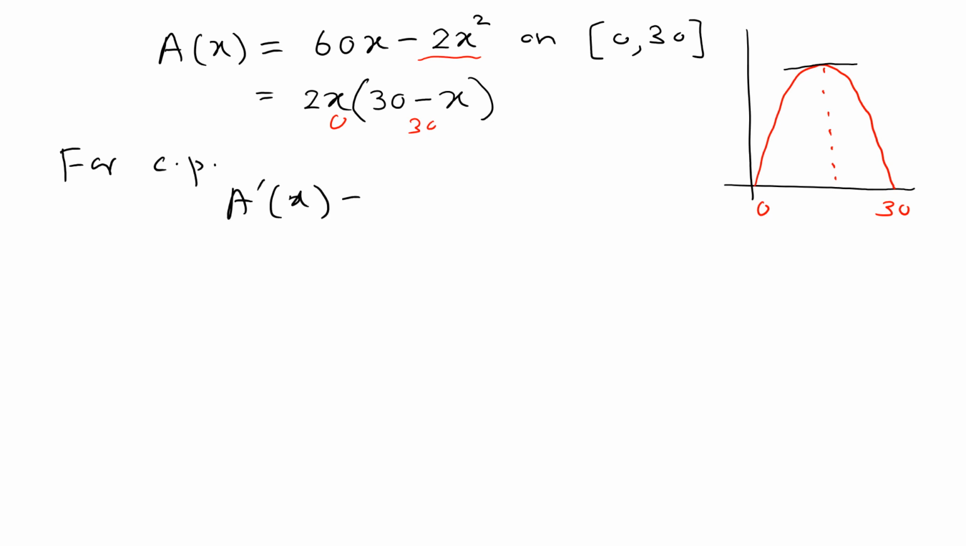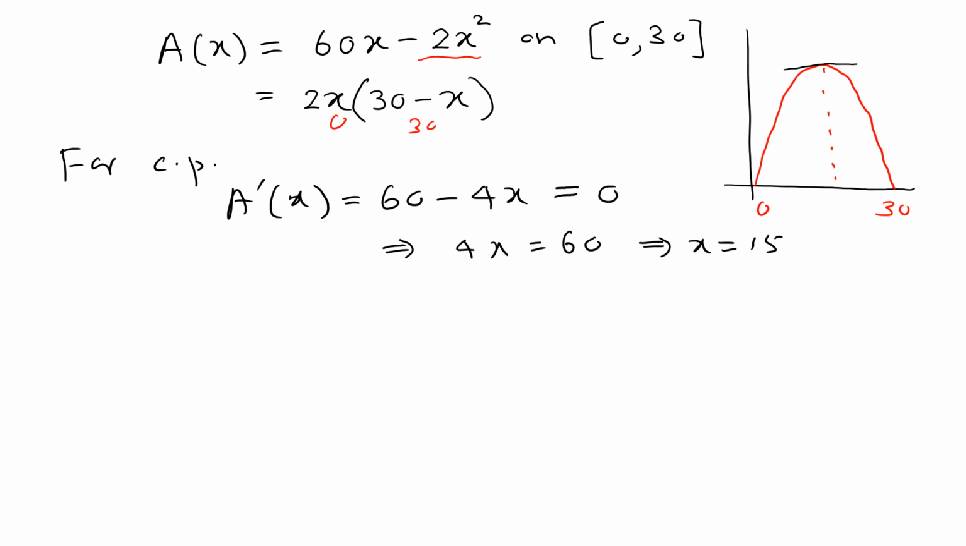For this one, we can use the first form, which is 60x. So if you look at the derivative, you're going to get 60 minus 4x. Now we set this equal to 0, and this is easy to solve. So 4x equals 60, and x equals 15. So that is the critical point.